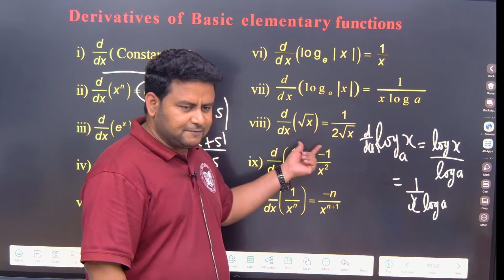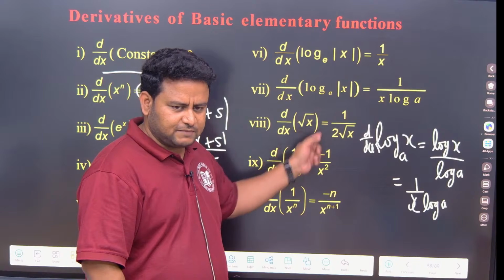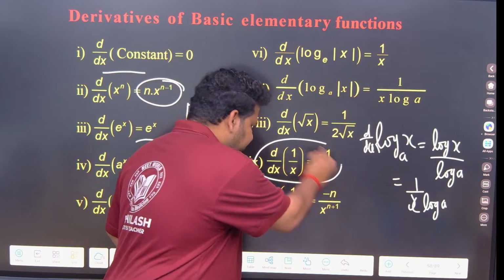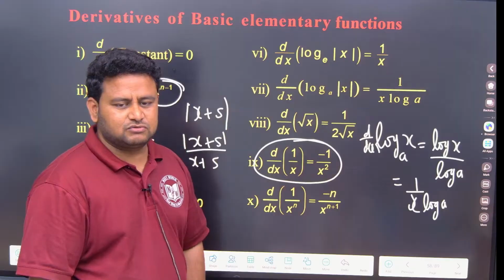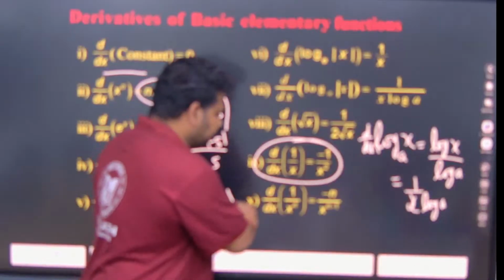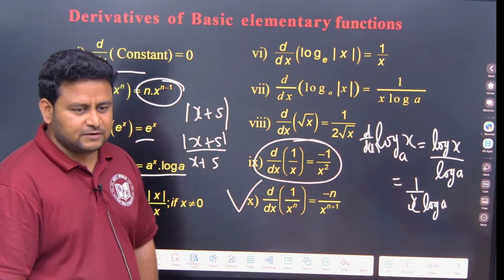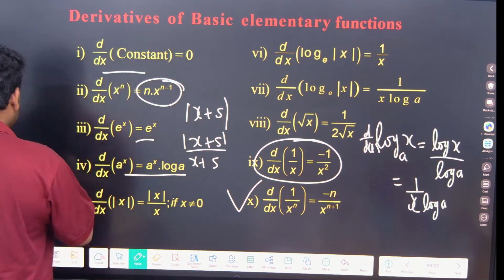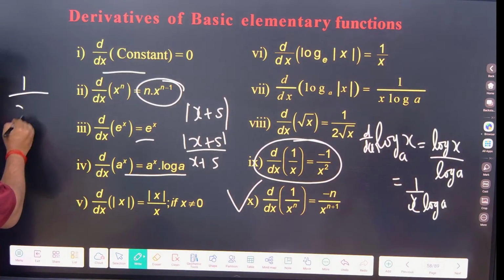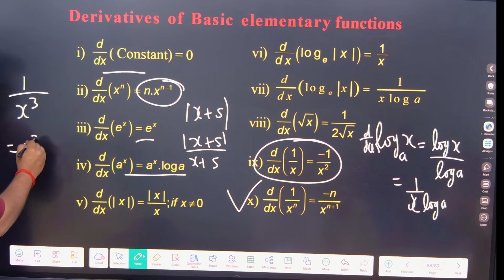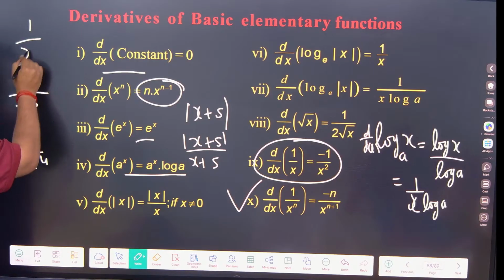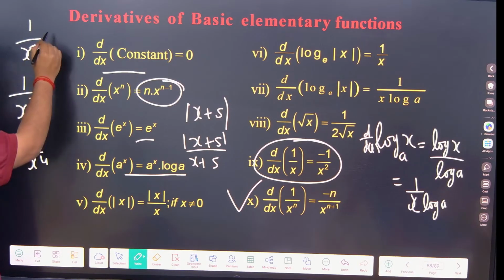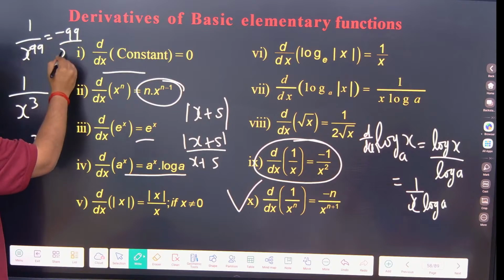Next, this is very important. d by dx of root x is 1 by 2 root x, and this is highly important. d by dx of 1 by x is minus 1 by x square, and this one: d by dx of 1 by x to the power of n is minus n by x to the power of n plus 1. So suppose I ask d by dx of 1 by x to the power of 3, you will write minus 3 by x to the power of 4. If I say 1 by x to the power of 99, what should I write? Minus 99 by x to the power of 100.